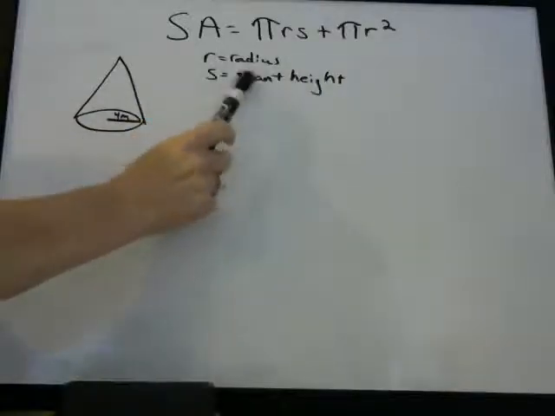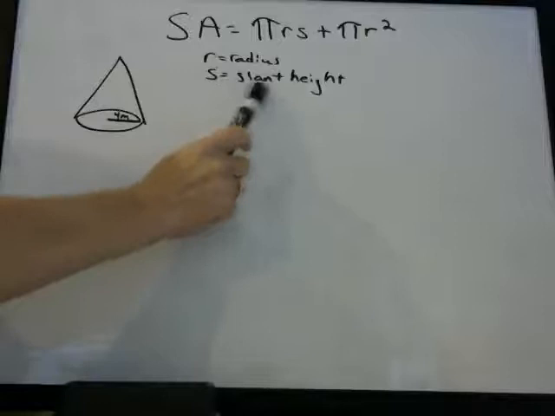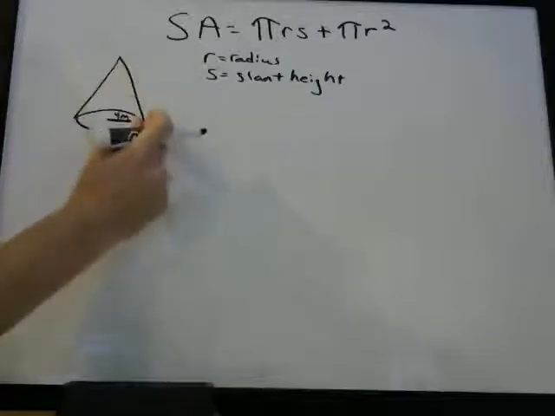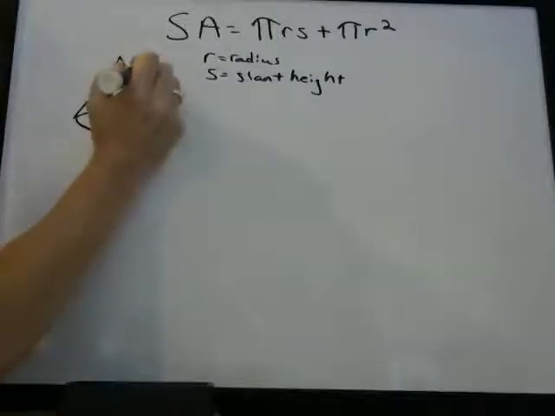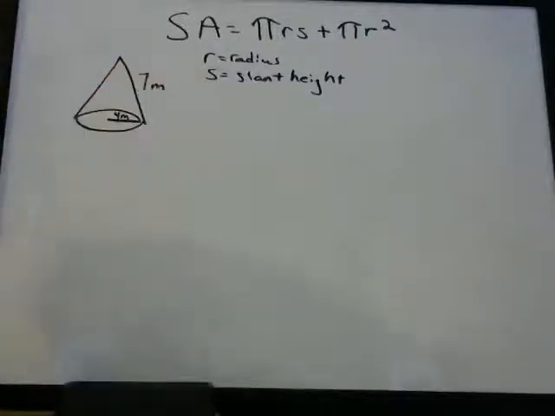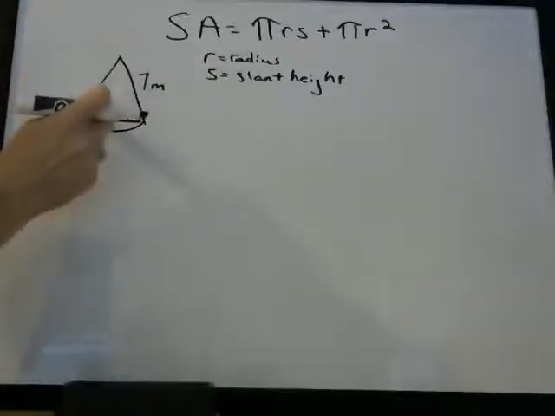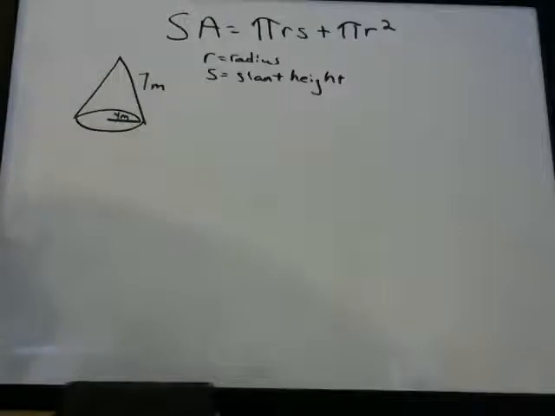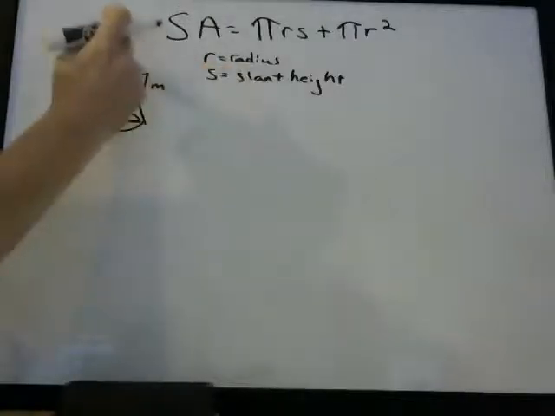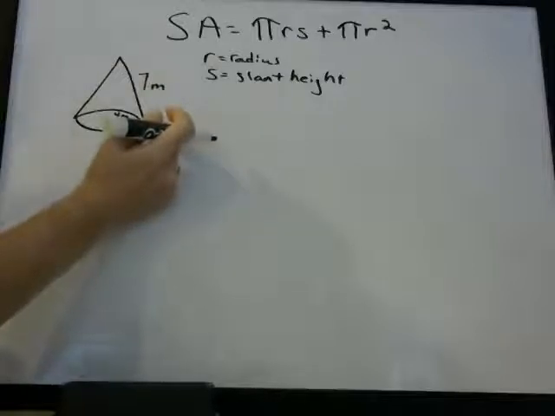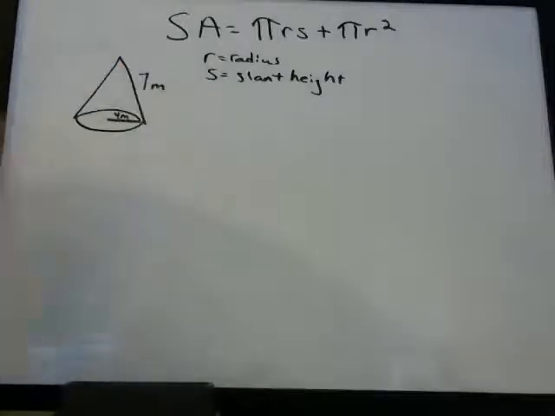Make sure that when you're doing the problem, they're giving you slant height, or we'll do a problem where you have to find the slant height. The slant height is the length of this side. Let's say this is 7 meters. It's not the height from the tip down to the base, that's just the height. The slant height is the slanty part of the cone, just the edge of the cone, how tall that is. In this case we're going to say that it's 7 meters.